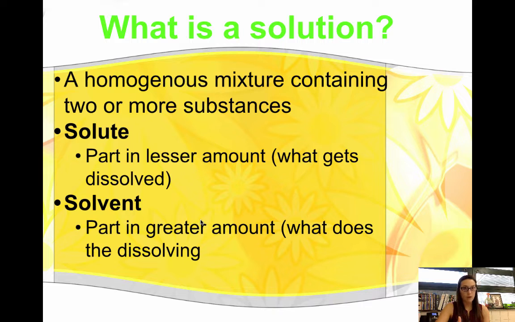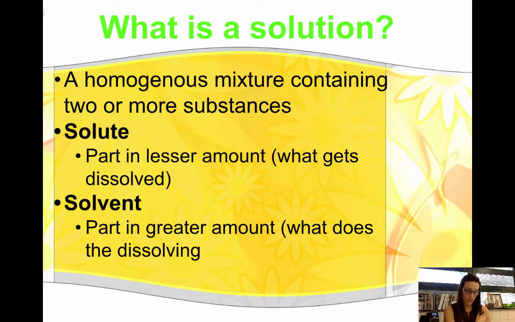So if we think, for example, Kool-Aid. Kool-Aid is a solution. It has a solute and a solvent. So the Kool-Aid powder is the solute and the water is the solvent. So whenever you have a solution, you always have a solute and a solvent, and you need to be able to distinguish between the two.